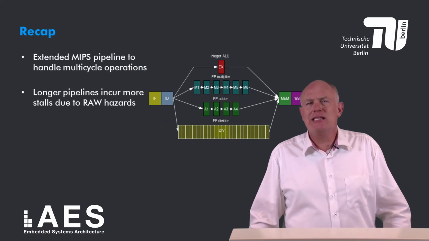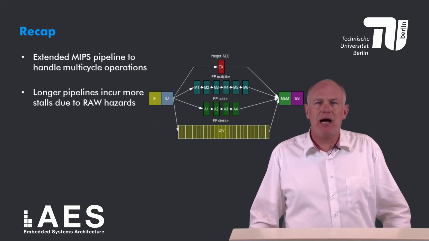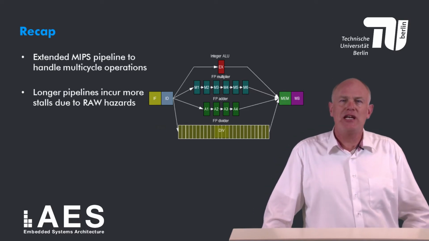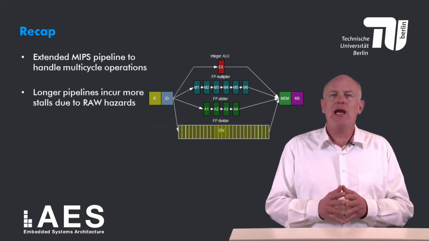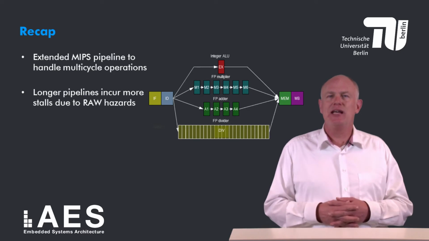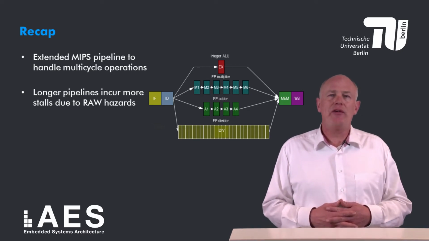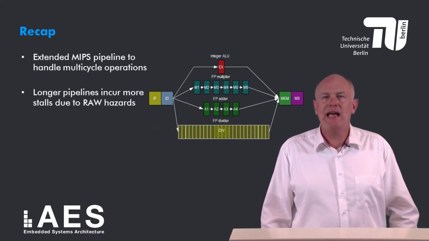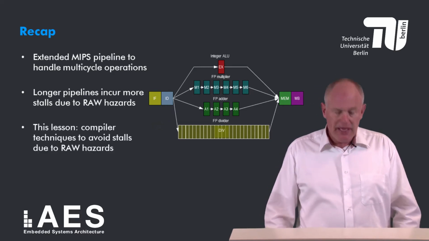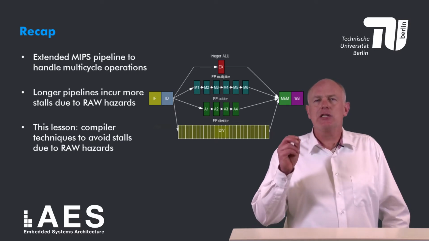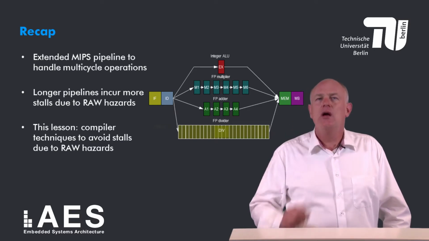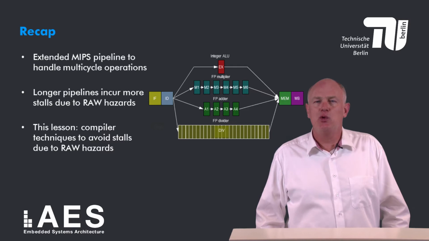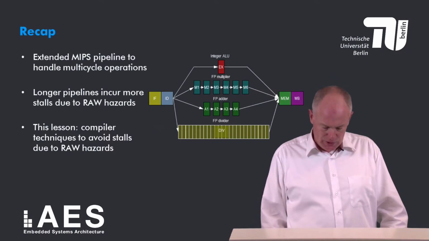In the previous lesson, we extended the canonical MIPS pipeline to handle multi-cycle operations, operations that require more than a single execution stage. We also saw, however, that longer pipelines suffer from more stalls due to read-after-write hazards. In this lesson, I will discuss what the compiler, or you, the assembly programmer, can do to avoid such stall cycles.